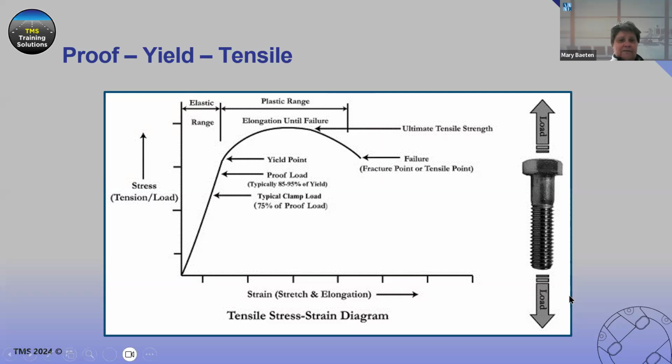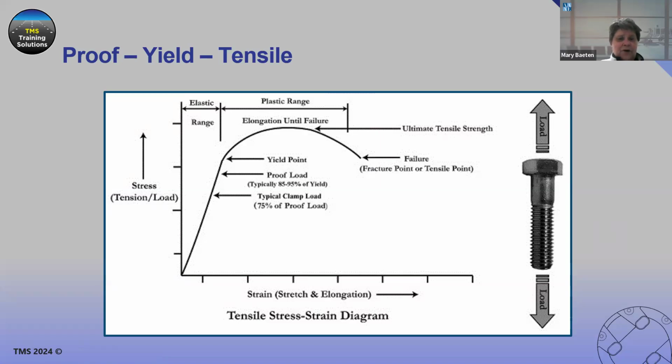All bolts have a yield point. We must keep it below the yield point. You cannot look at a bolt and know if it's been yielded or not. Once it's yielded, it enters what we call the plastic range, and that bolt will no longer sustain any clamp load.